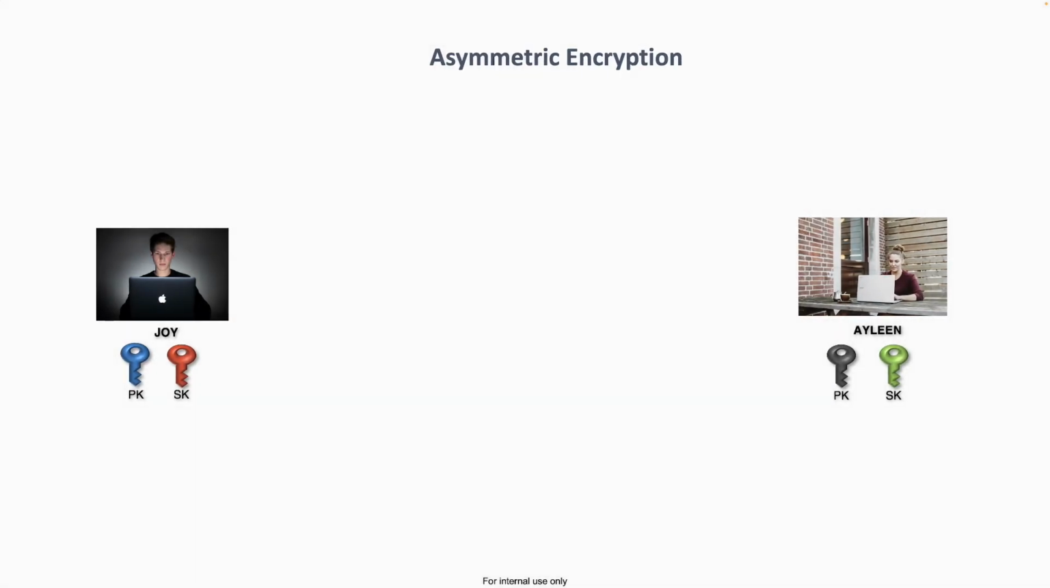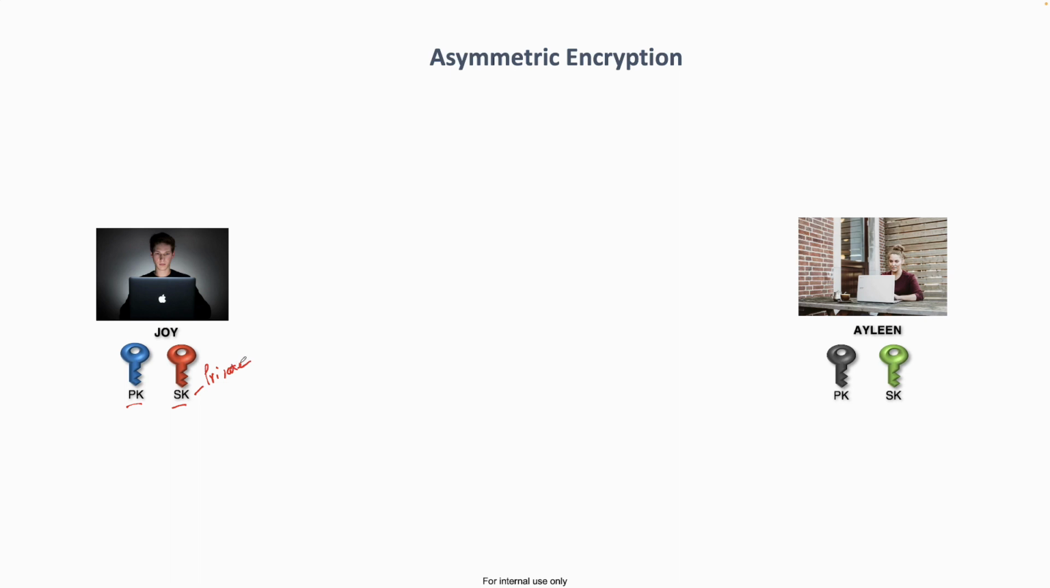So let's try and understand asymmetric encryption using a very simple example, again between Joy and Eileen. Now, when we studied symmetric encryption, there also Joy and Eileen were talking to each other and they were using the same key, right? What happens here is, Joy has his own public key and secret key. So think of it as a private key, right?